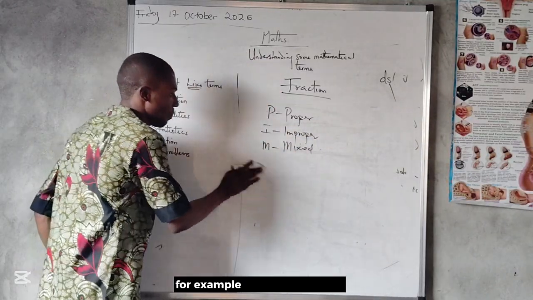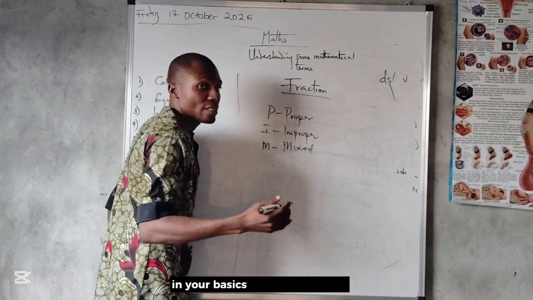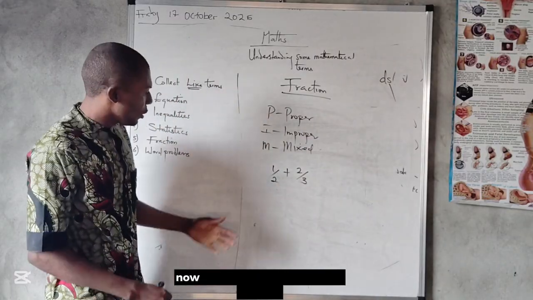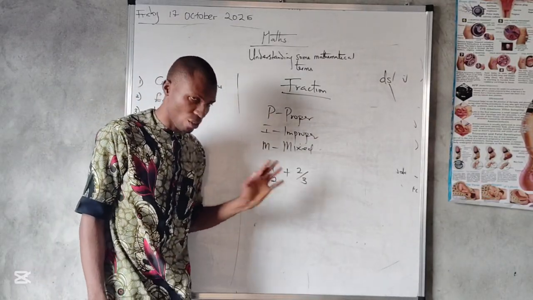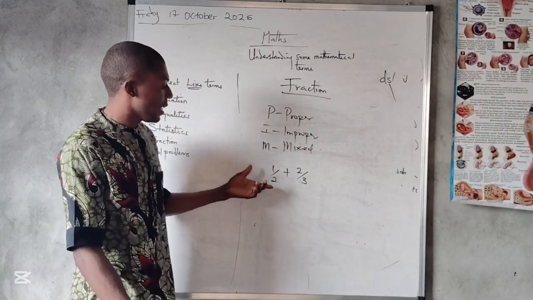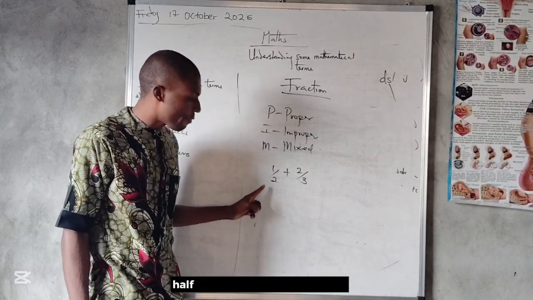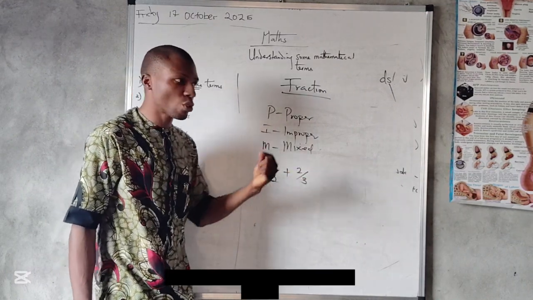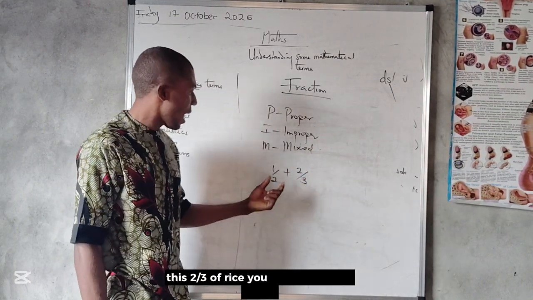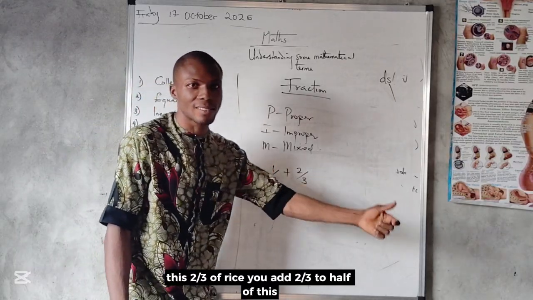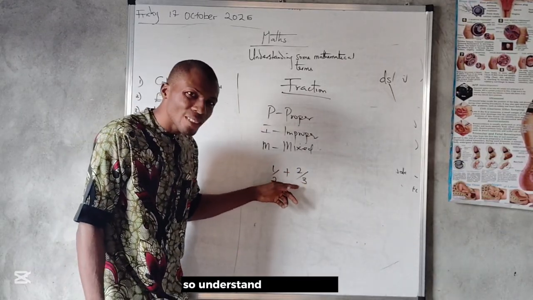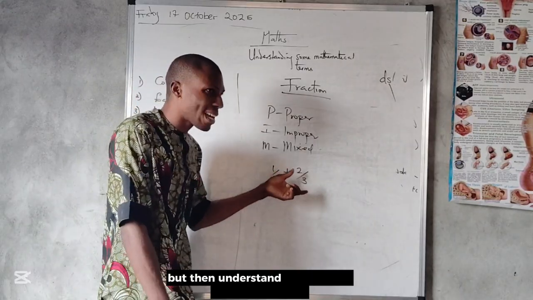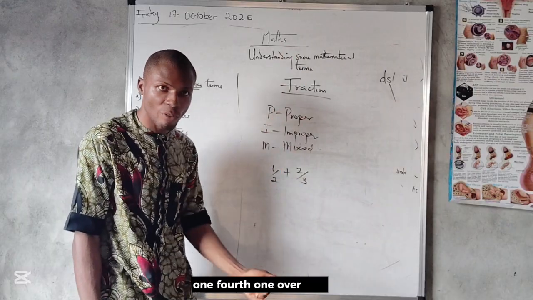Check this. For example, you are saying in your basics 1/2 plus 2/3. Now, you think they'll give it like this? Good, check this. Before I look for the LCM, they'll say half, when you add 2/3 to half of this, 2/3 of rice, you add 2/3 to half of this. So we understand the language, we call it a word problem, of fractions. But then understand that 2/3 is 2/3, 1/4 is 1/4.